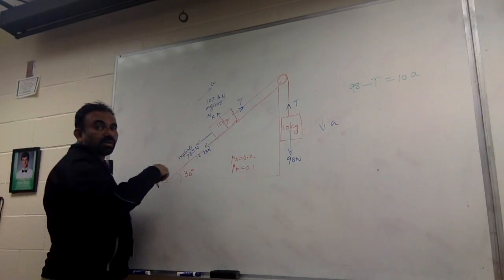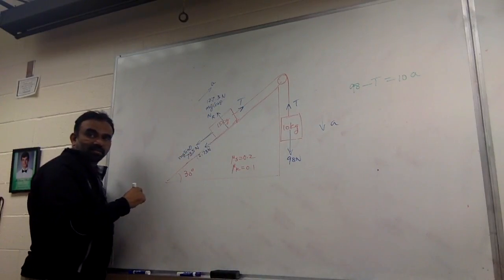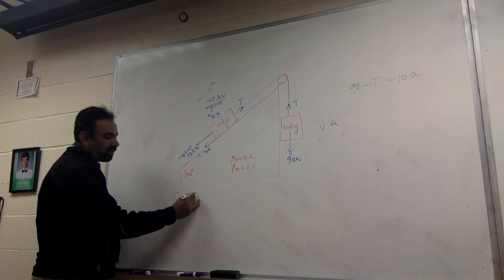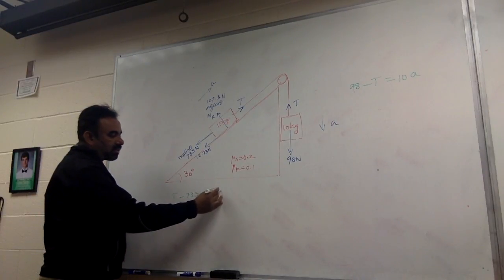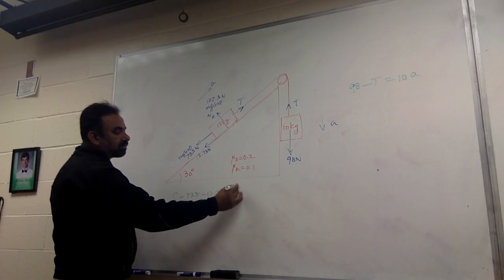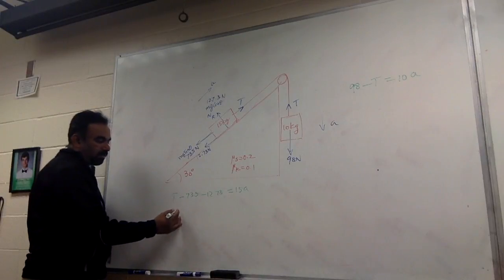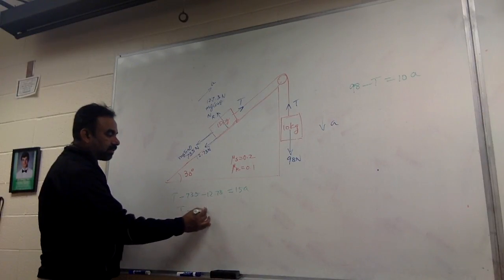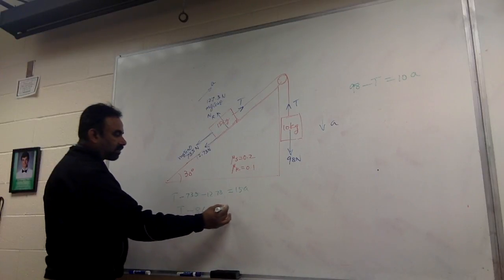It's going that way, so which is bigger? This is bigger or these are bigger? Tension. So tension is bigger. Tension minus 73.5 minus 12.73 newtons is equal to 15A. Simplify this, you get T minus 86.23 is equal to 15A.